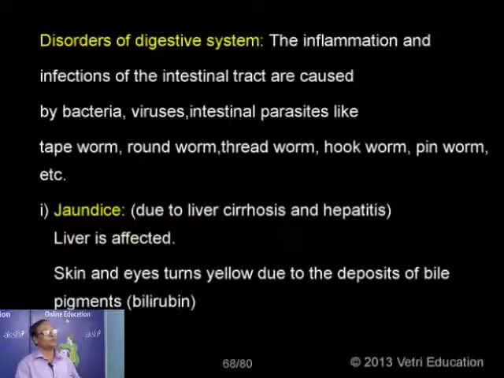We have the tapeworm, Taenia solium, the roundworm, Ascaris lumbricoides, the threadworm, Trichinella, the hookworm, Ancylostoma duodenale, the pinworm, Enterobius vermicularis, and also other things.